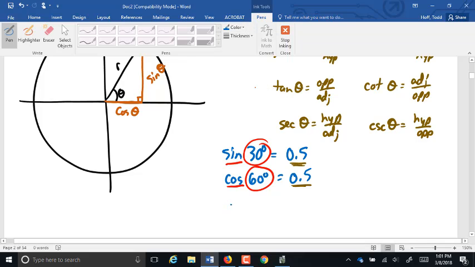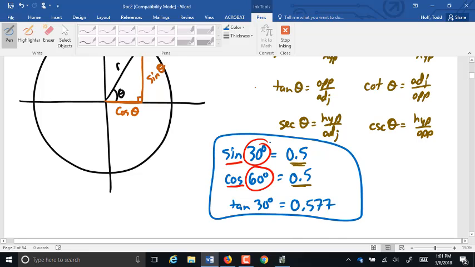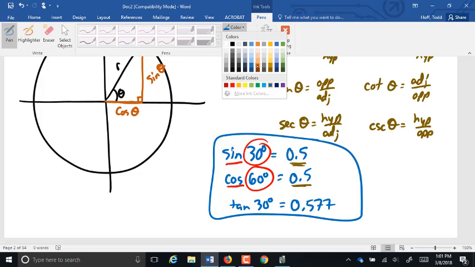Well, how about this one? How about we type in the tangent of 30 degrees? You get 0.577? Okay. So finding sine, cosine, and tangent of an angle are pretty simple to do. Let's look at our other functions.